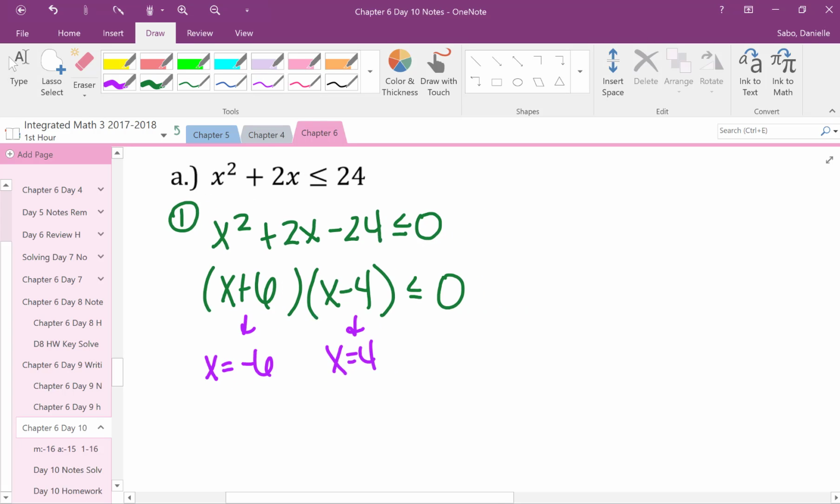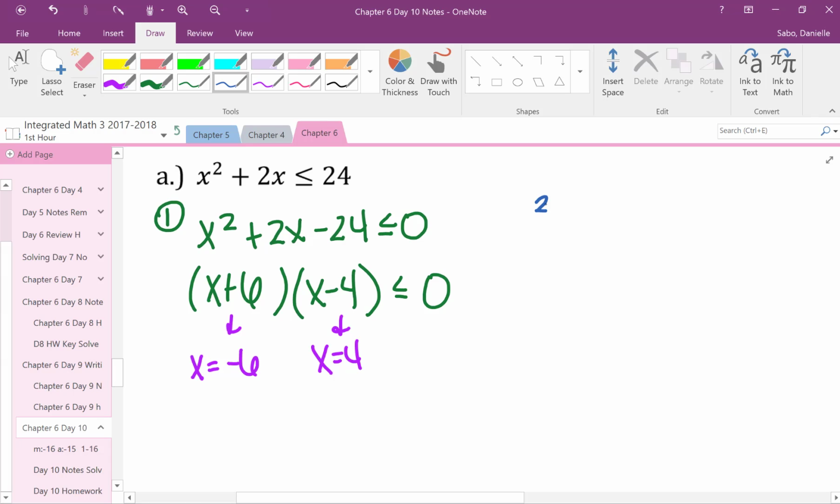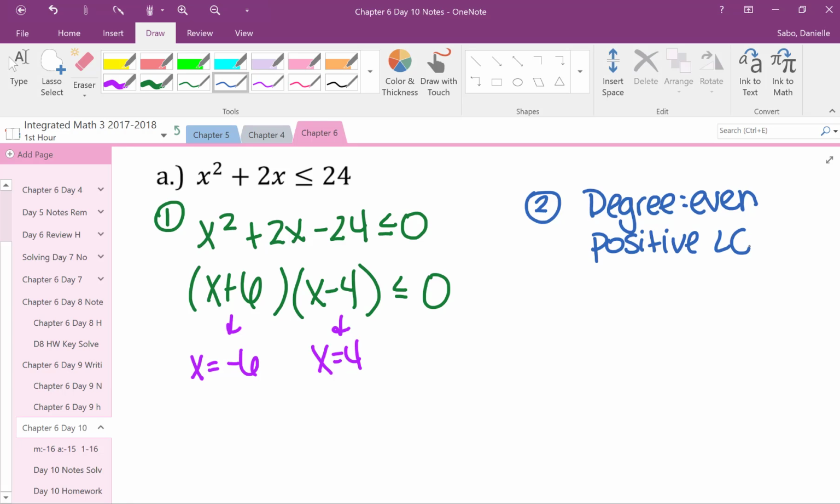Okay, my second step in these problems is to look at the leading coefficient and the degree. What's the degree? Is it going to be even or odd? It's even. So we have a degree that's even. And is our leading coefficient positive or negative? Positive. Good. So I have a positive leading coefficient. Again, you don't have to write all these steps down when you're doing these problems. I'm doing it for your notes so that you can look back and see what my thought process is when you're doing this.